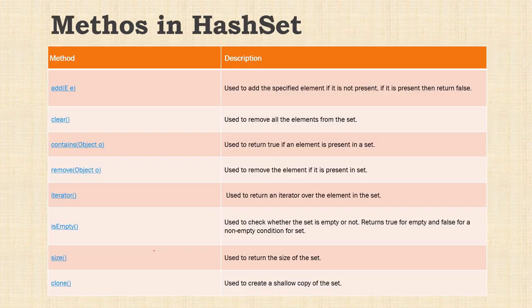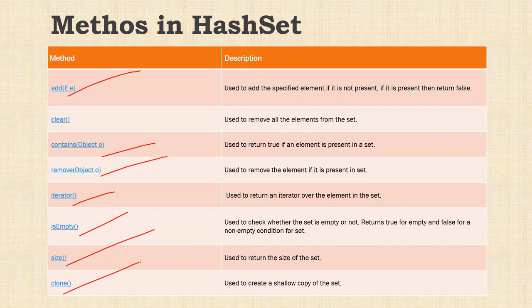Next, the methods in HashSet, as we just saw in our code. The add method, the clear method, the contains method to check whether a value is present or not, the remove method to remove your value, iterator to iterate the set, isEmpty to check whether values are available or the set is empty, size to know the size, and the clone method to clone your set.